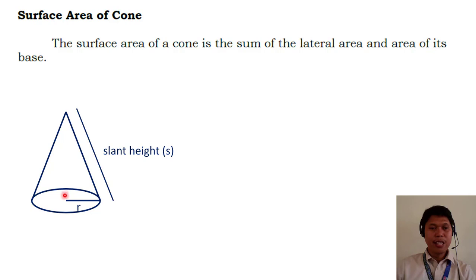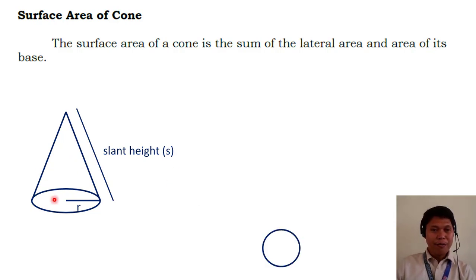If the given data is the height of the cone, then we need to solve first for the slant height of the cone. And it can be solved by using the Pythagorean theorem, which is a squared plus b squared is equal to c squared. I will not discuss that in this video because it is another topic and we need a lot of time for that. But anyway, all the given data in our modules are the slant height, which is represented by the small letter s.